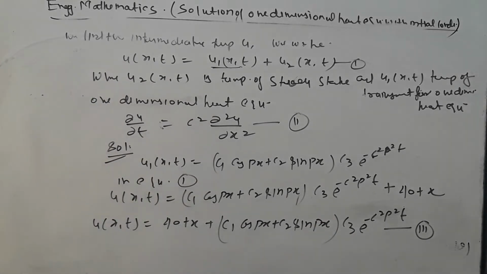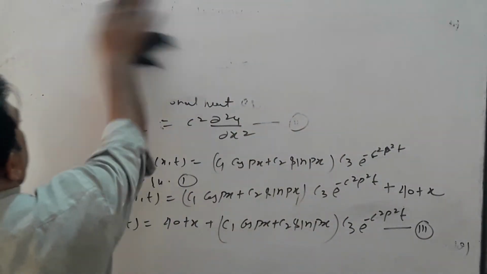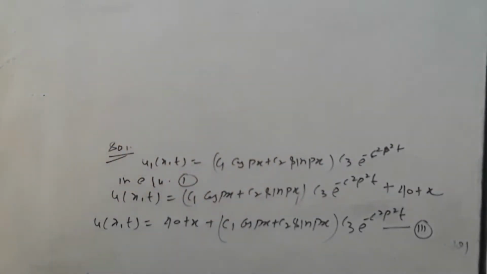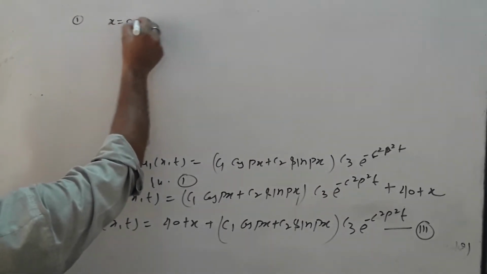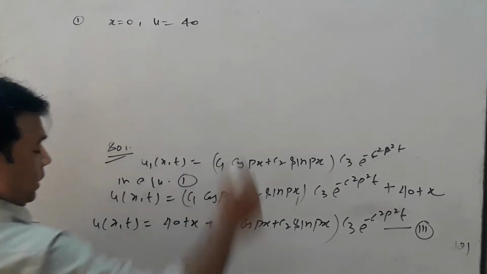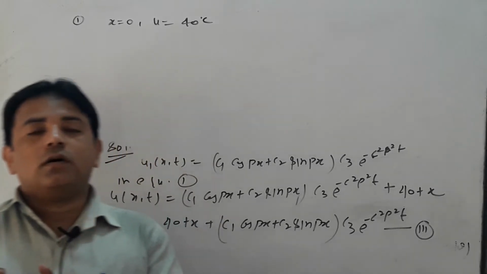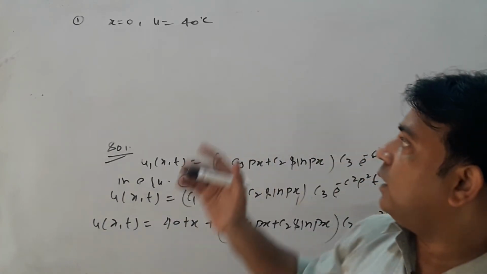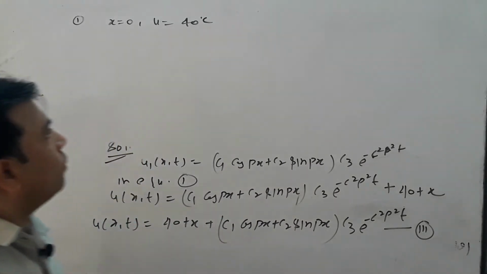Please make a note. The first condition is x is 0, then u equal to 40 degree centigrade. In the first condition you saw the temperatures were 0 and 30 degree centigrade. Both conditions were removed, after which the temperature suddenly changed from 30 to 40 degree. So for the initial condition we apply the temperature of 40 degree centigrade.